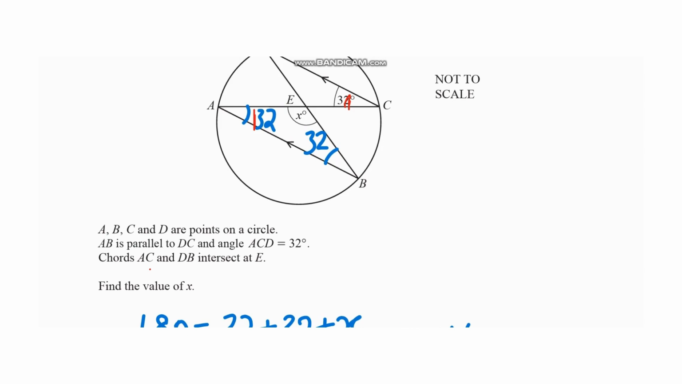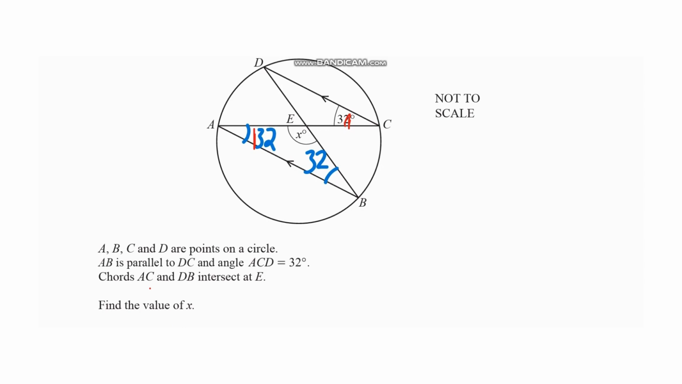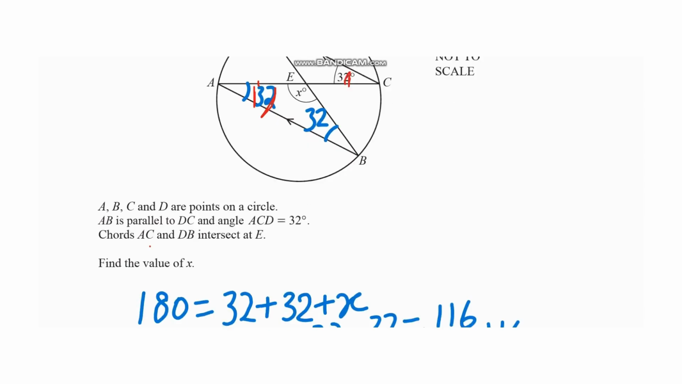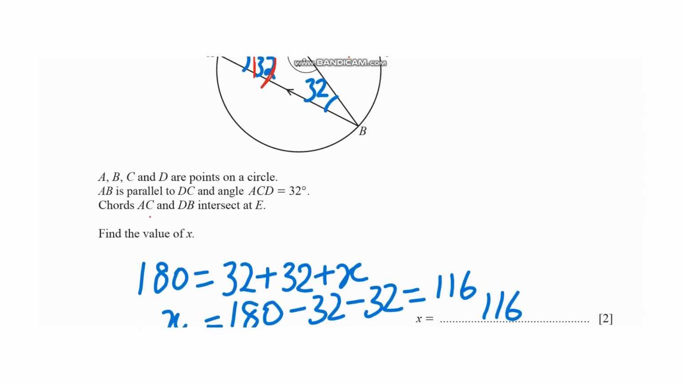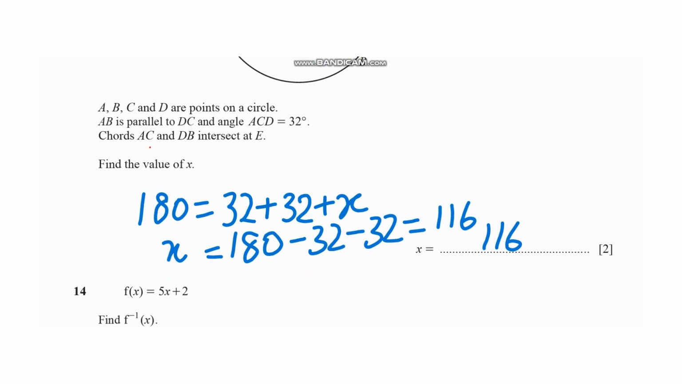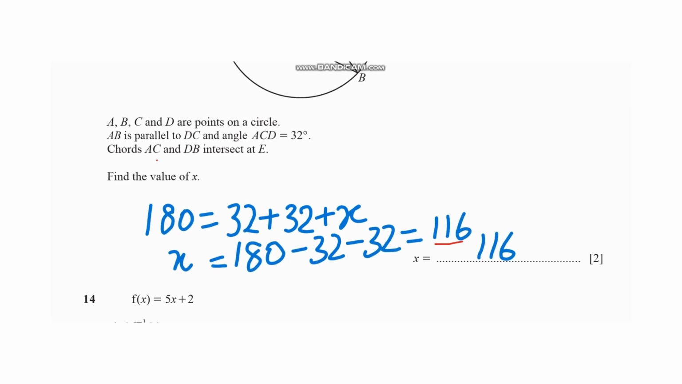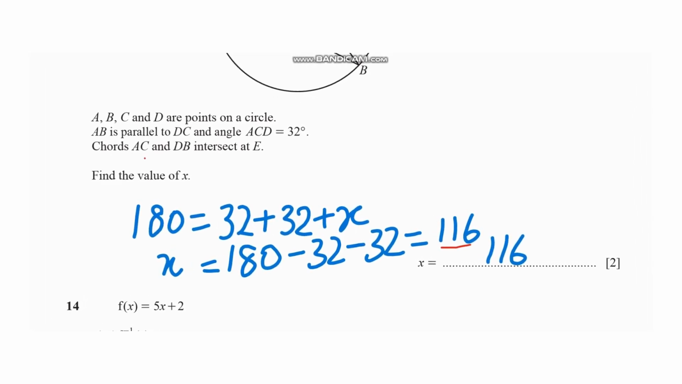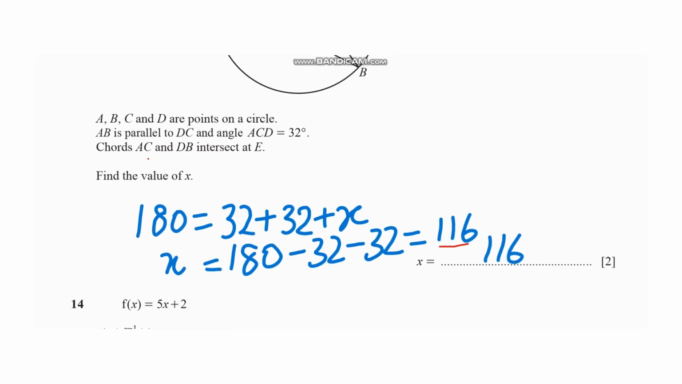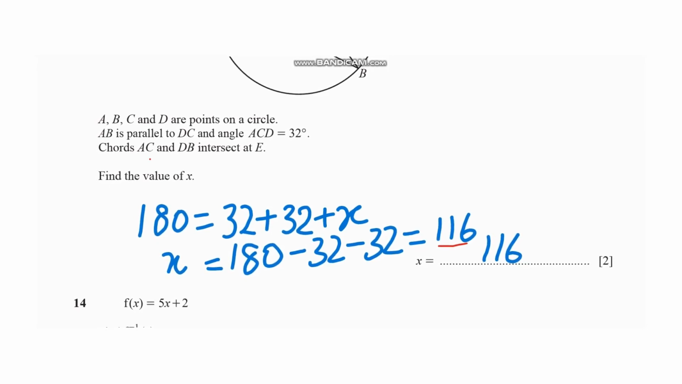Then second thing is the line AC intersects at point E, and here we have equal distance of AE and AB. So the angle over here, which is EAB, will be the same as EBA. So 32 plus x, and the total is 180. So x is equal to 180 minus 32, that will be 116 degrees, and this is the value of x.